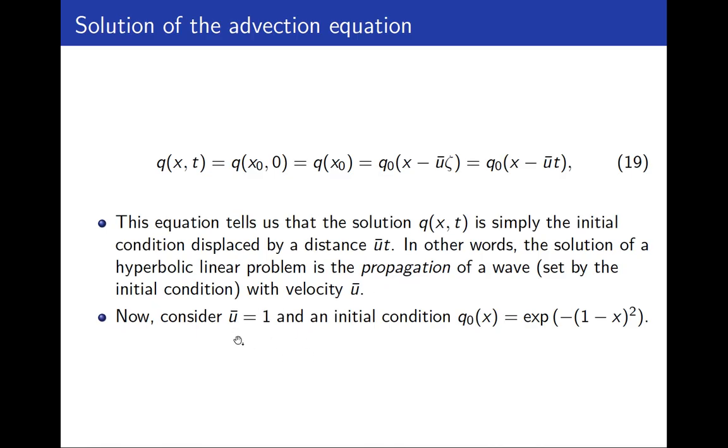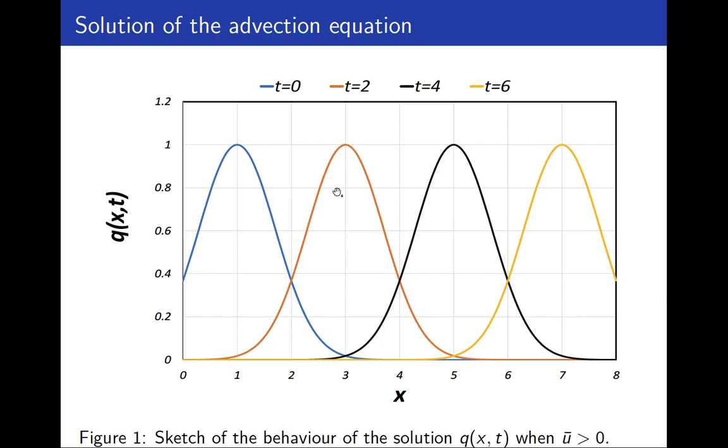So let's put some values to these parameters. We assume that the fluid velocity is equal to 1, and then we impose an initial condition of this form. This is a Gaussian equation that is going to be centered at x equal to 1. We impose this profile and this value into the solution, and we end up with something like this. Here we are plotting the profile Q, and in the x coordinate we have the values of x, which is the position.